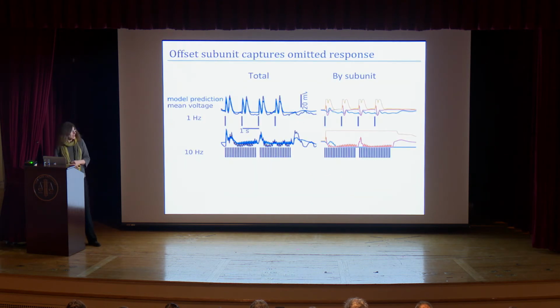This offset subunit captures that emitted stimulus response. So you see here that orange subunit that captures the off response is also capturing that response of the system when we pause the pulse train.